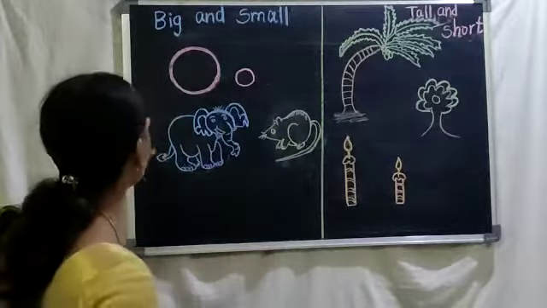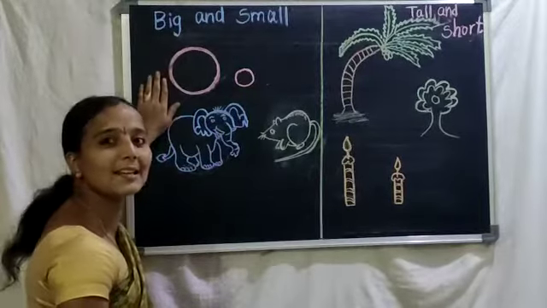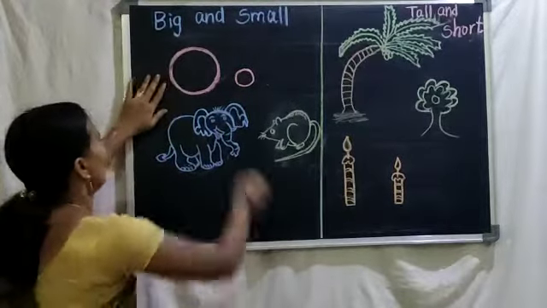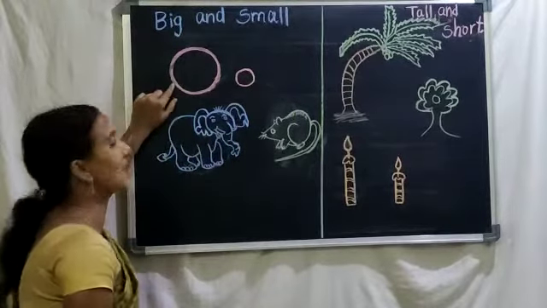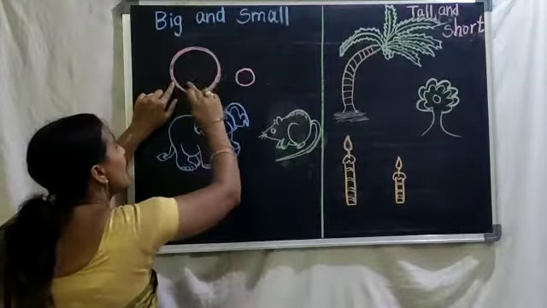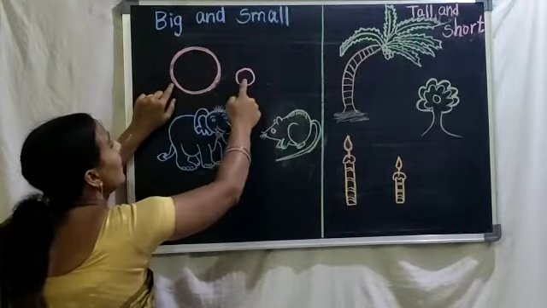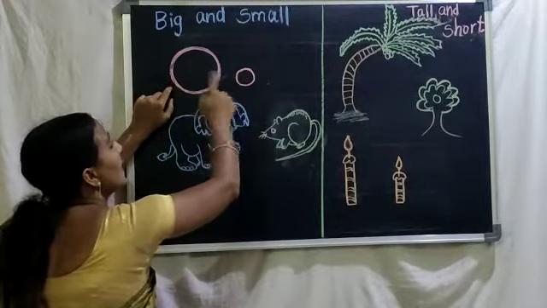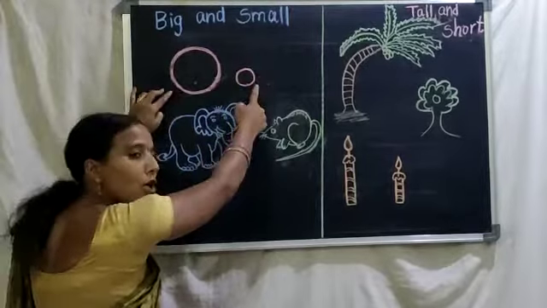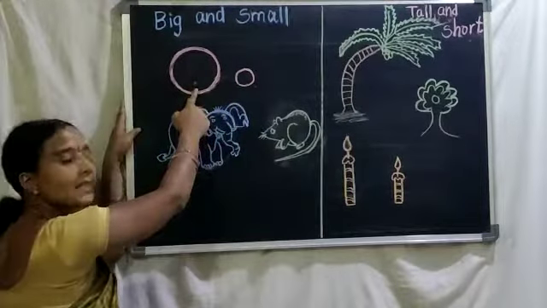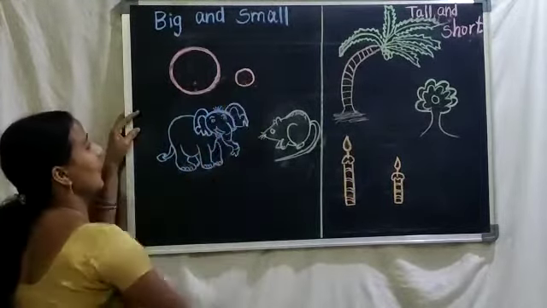Once, look here, we are seeing some pictures. What is this? This is a circle. Look here. What are you seeing here? Two circles. This circle is big and this circle is small. Big circle, small circle.